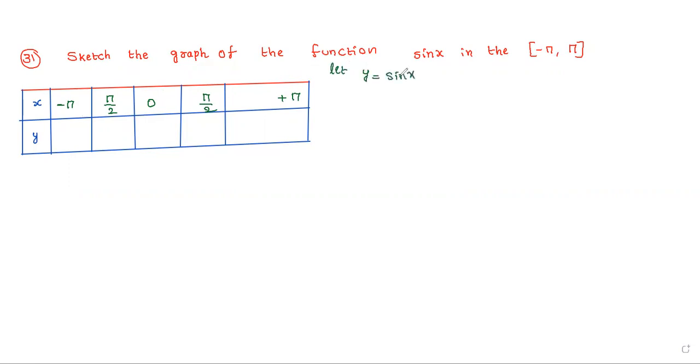Substitute the x values. Sin minus pi, sin pi also 0. Sin minus pi by 2 is minus 1. Sin 0 is 0. Sin pi by 2 is 1. Sin pi is 0. Did you understand?